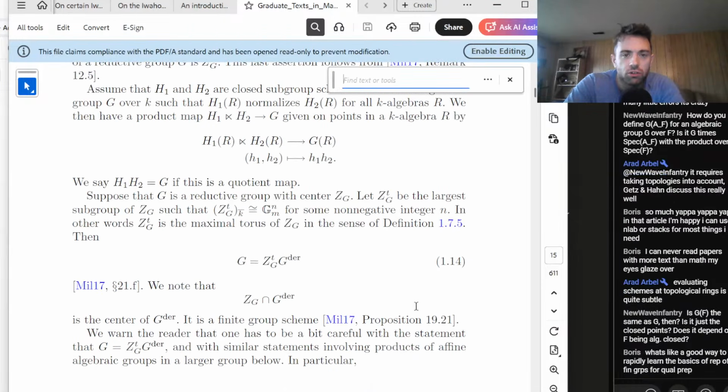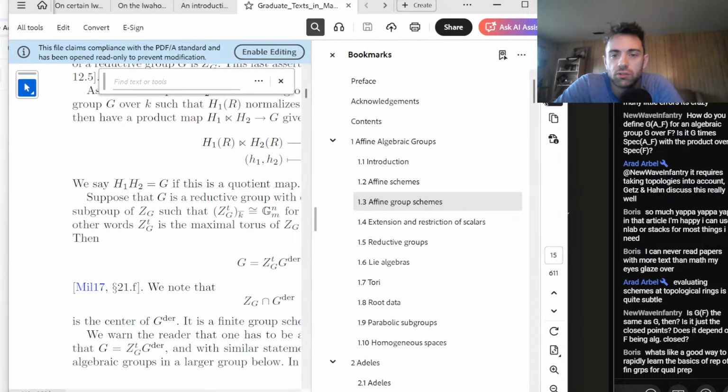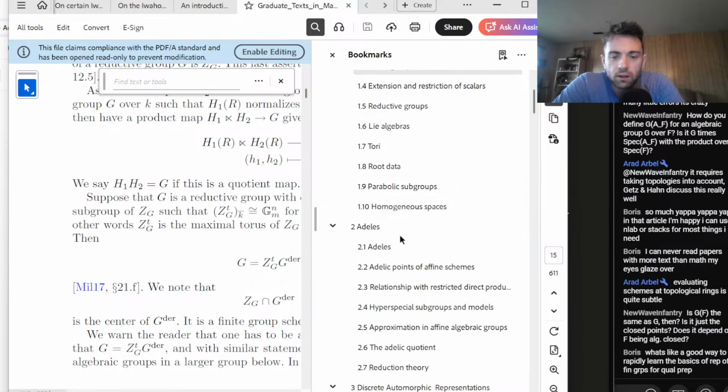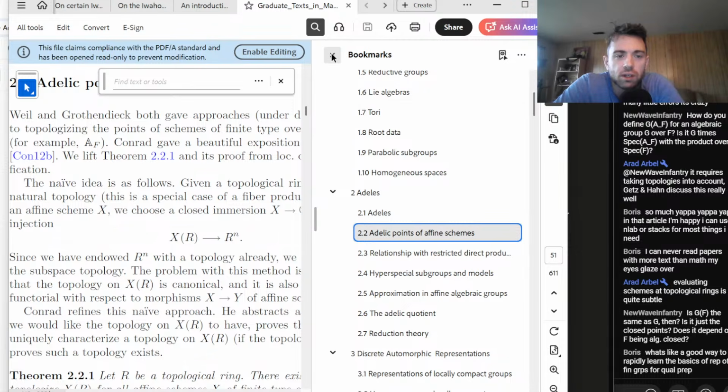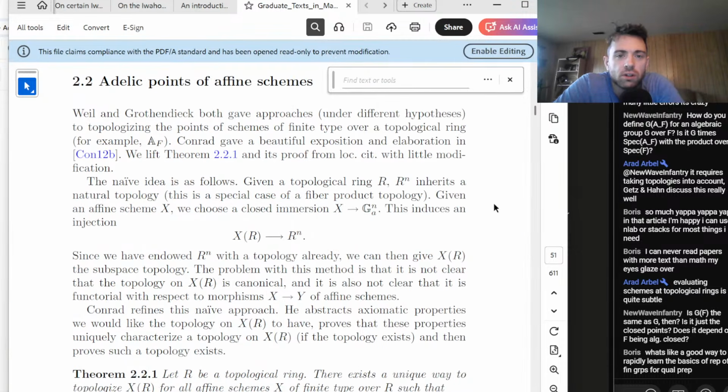I guess I could just Control-F to the Adeles. Well, I guess it wouldn't be until after they introduce the Adeles, right? Adeles. Adelic points of affine schemes, yeah. So let's take a look here.